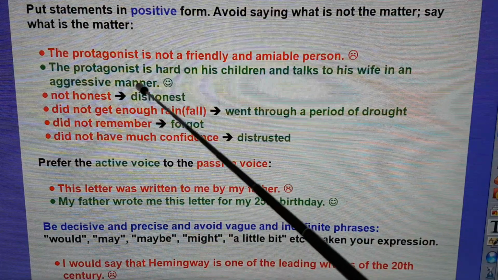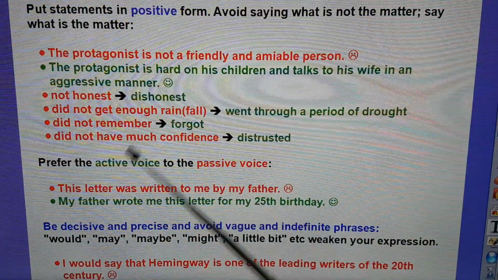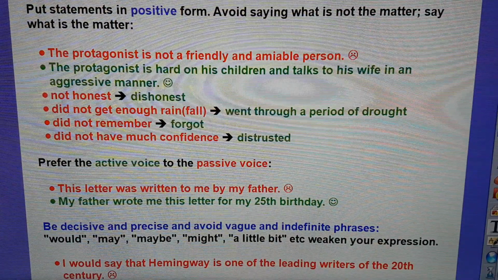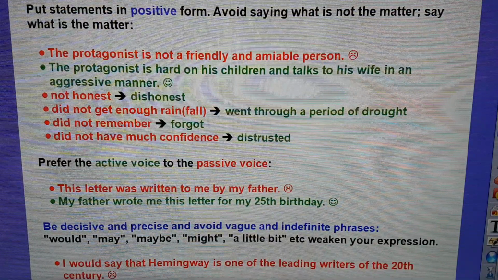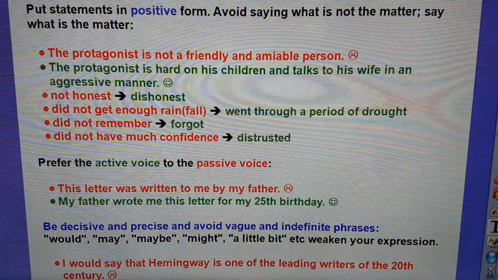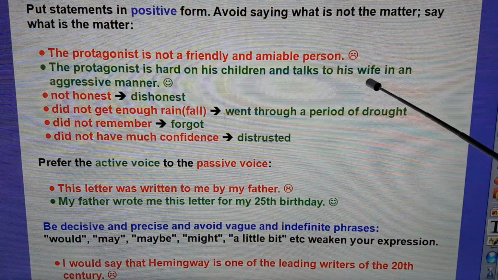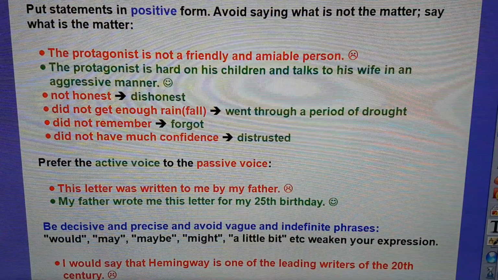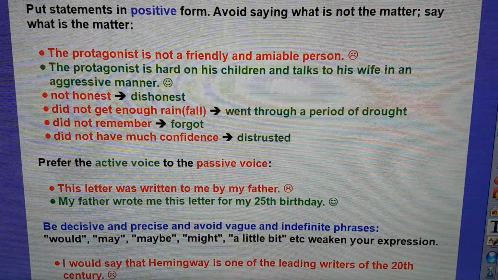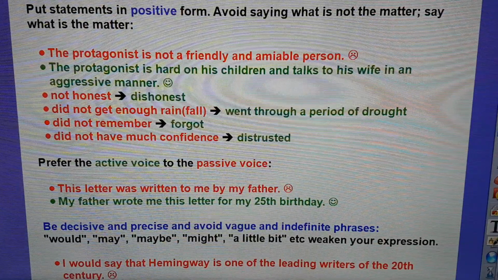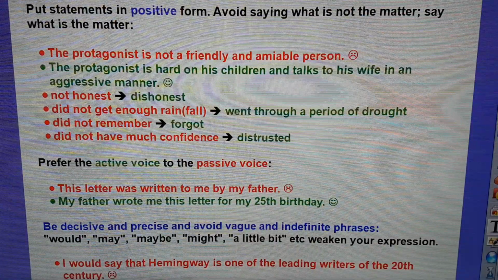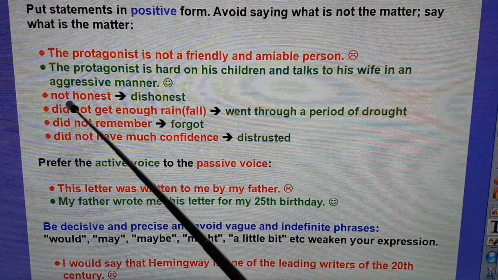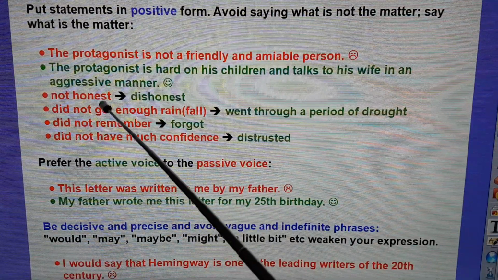Again, a positive example here. The protagonist is hard on his children and talks to his wife in an aggressive manner. You would agree he's not friendly and he's not amiable. So, but here you know what exactly makes him not friendly and not amiable. And before you characterize somebody using negations such as he's not honest, well, why don't you say he's dishonest?